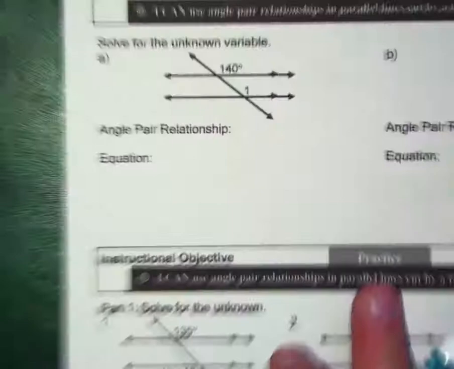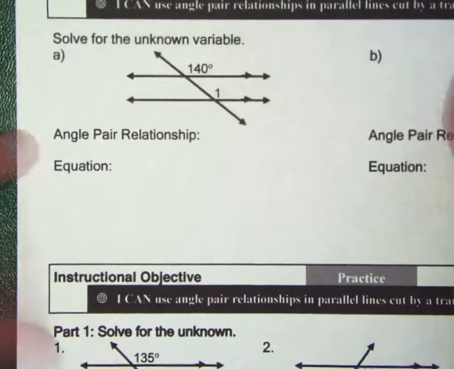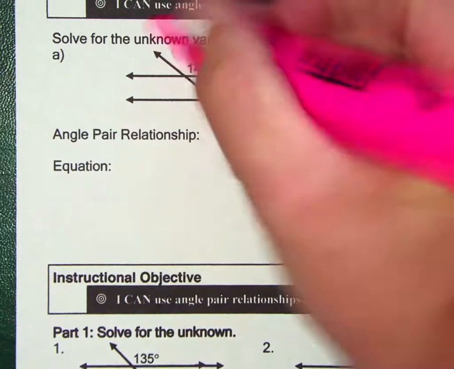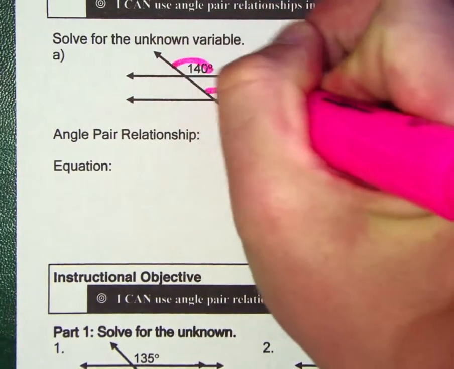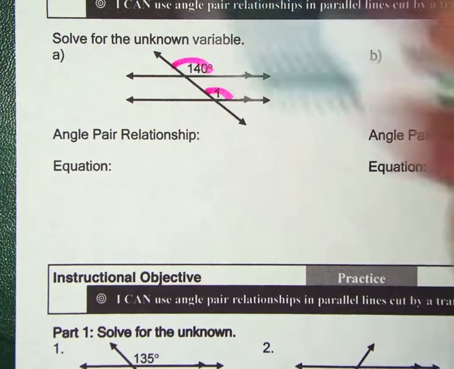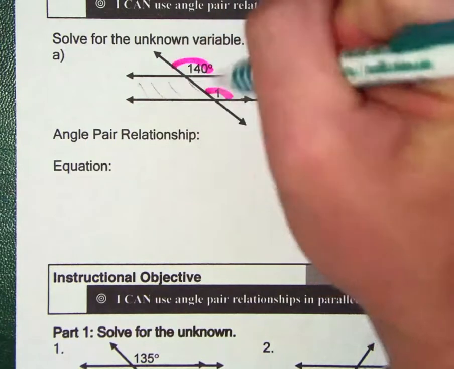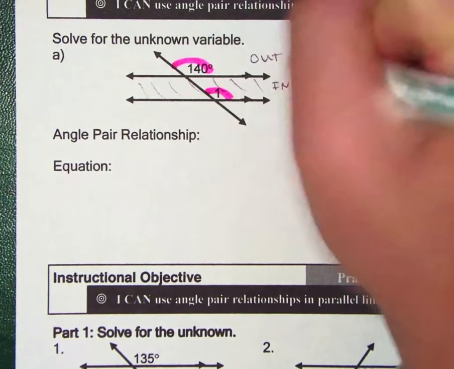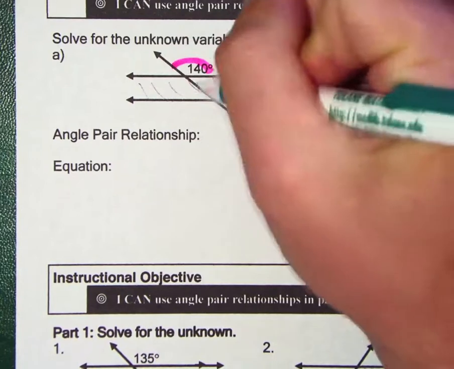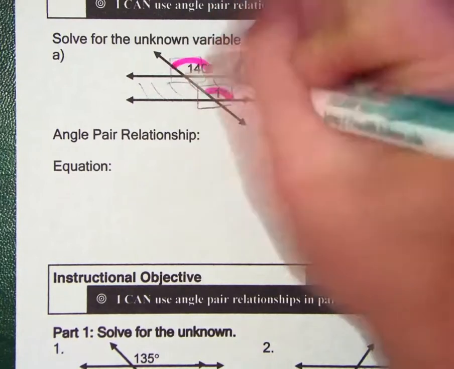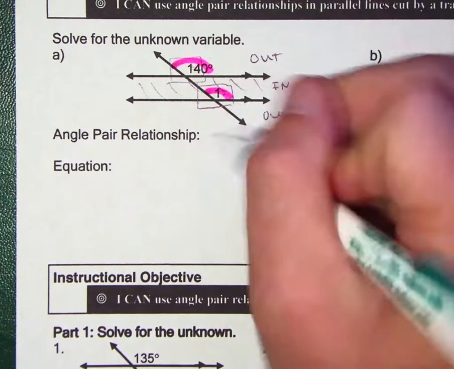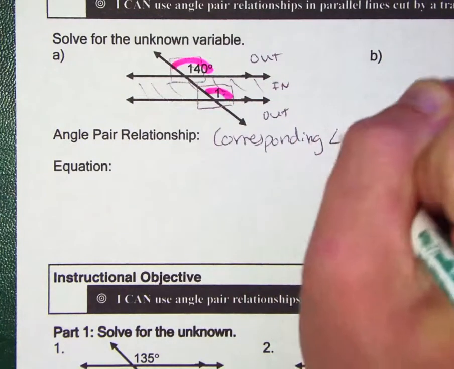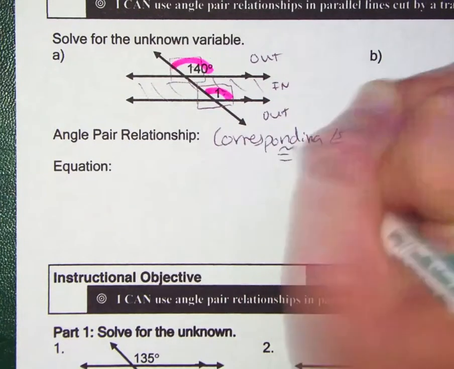I'm going to zoom in on this one. First, let's name the angle pair relationship. So, I see this angle and this angle. And you see there's one interior and there's one exterior. Here's the in. And you can see there's the out. If you made your little window box, both are in the upper right, so it's corresponding. And corresponding angles, when lines are parallel, are congruent.